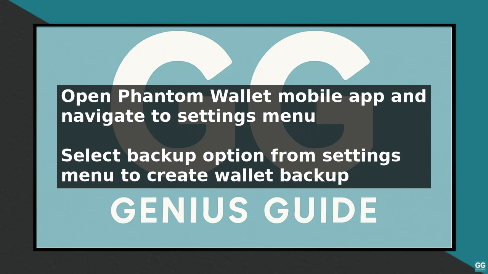First, open the Phantom Wallet mobile app on your device and navigate to the Settings menu. This is usually represented by 3 horizontal lines or a gear icon, depending on your device and the version of the app you are using. Next, select the Backup option from the Settings menu.